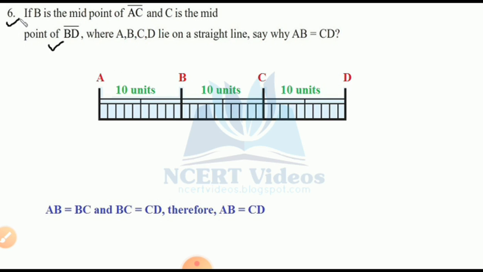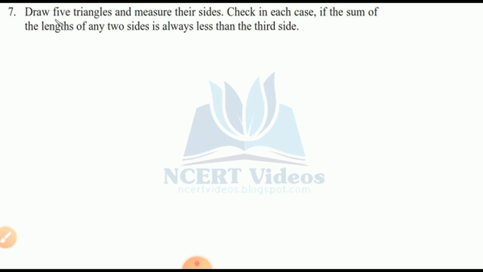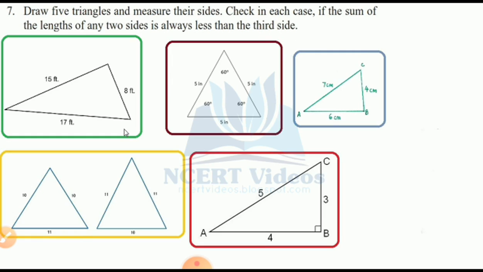Yes, so question number 6 is over. Look at question number 7. Draw 5 triangles and measure their sides. Check in each case if the sum of the lengths of any 2 sides is always less than the third side. It is greater than the third side, but here the question says less than.